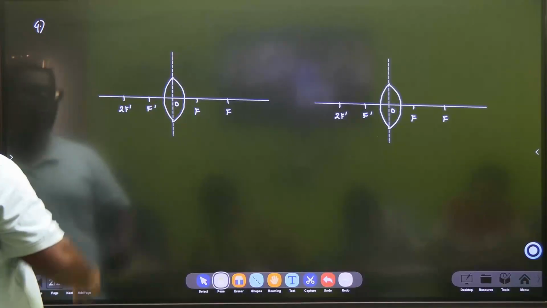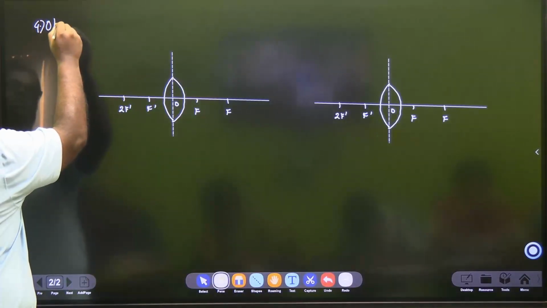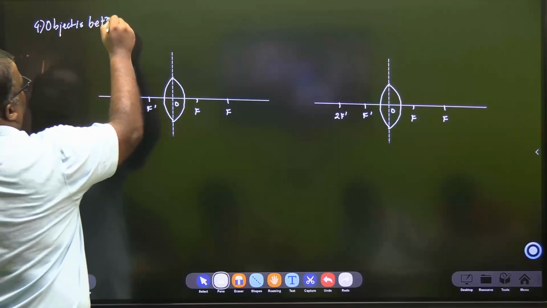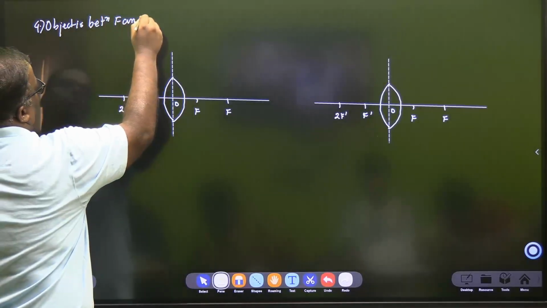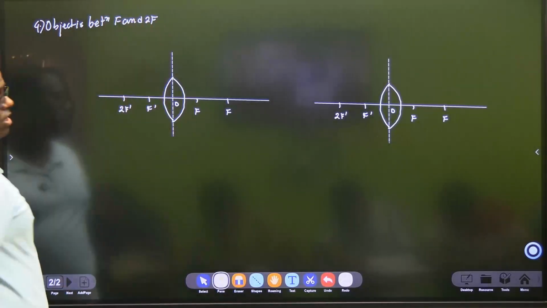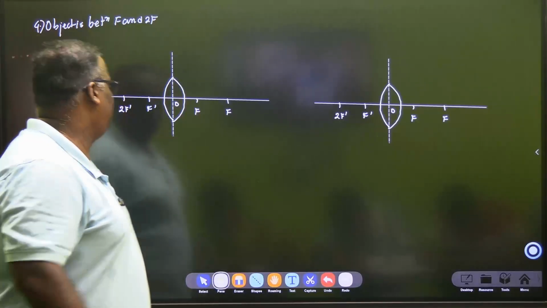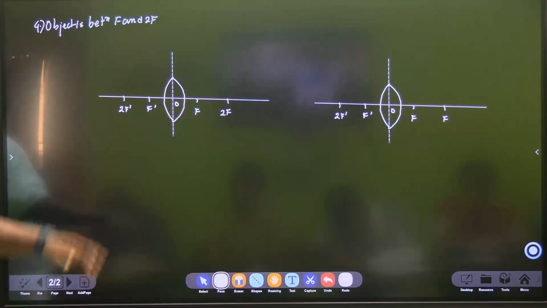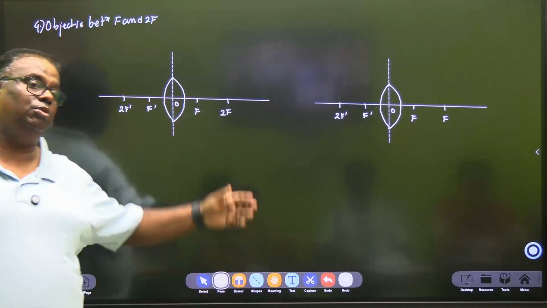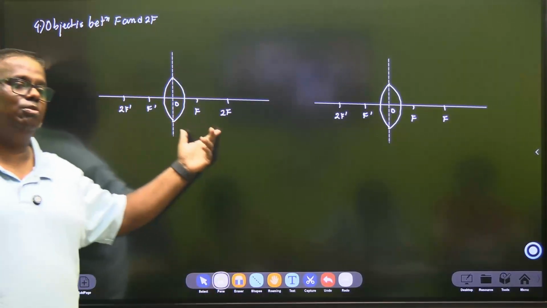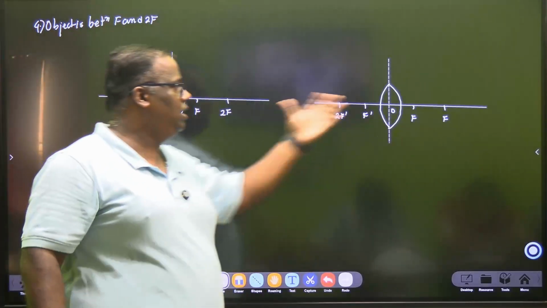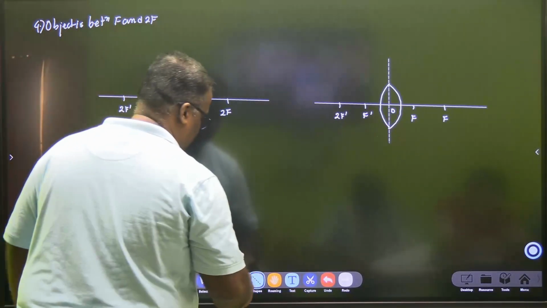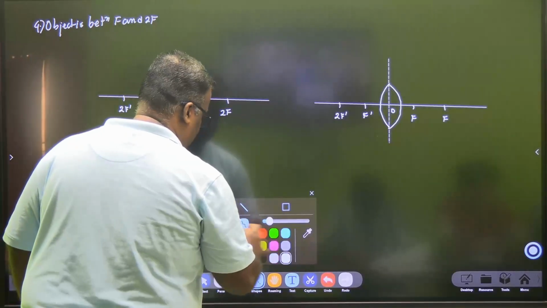Now on a fourth, object is between F and 2F. F and 2F means image will be formed beyond 2F and the image will be a real magnified. Anything beyond 2F is magnified and we'll put the object beyond 2F, it will be inverted. The mirror image of this will be formed, right? The same thing. Let's take our object.